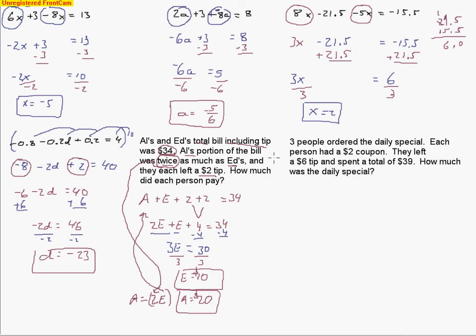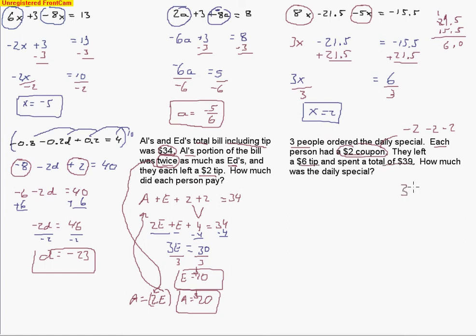Here it says 3 people ordered the daily special. Each person had a $2 coupon. Okay, so $2 coupon means that they're going to take that away. So take away $2. Each person, though, means we're going to take away another 2 and another 2 because there were 3 people altogether. They left a $6 tip and spent a total of $39.